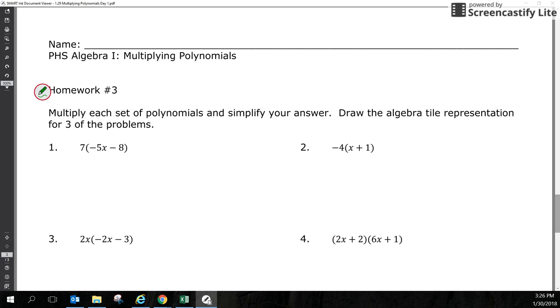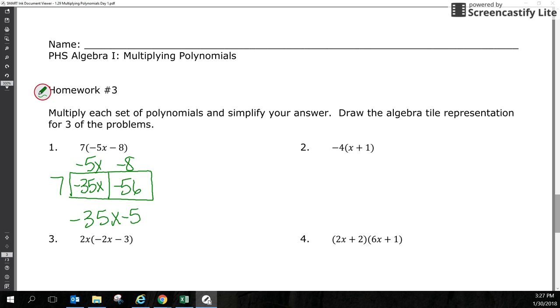So for this one here, I've got 7. I'm going to go ahead and put it in a box. That's 7 times negative 5x minus 8. So for this box, it's 7 times negative 5, which is negative 35 times x. And then 7 times negative 8 would be negative 56. So negative 35x minus 56.